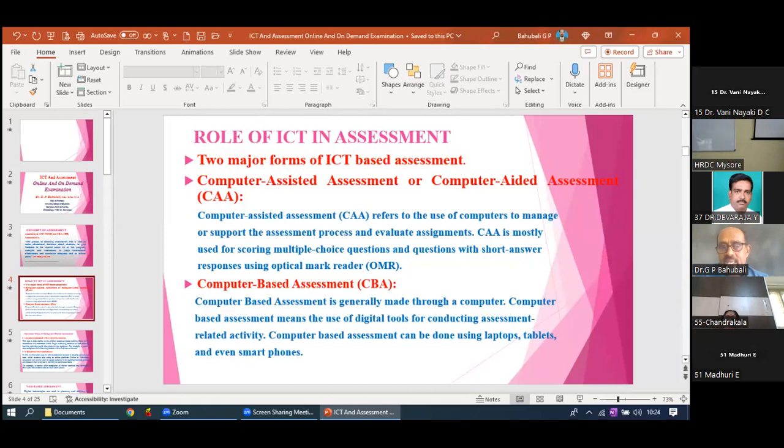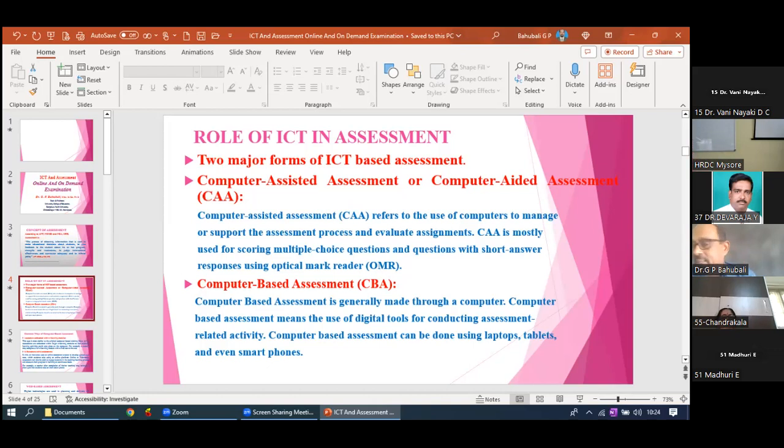One is CAA, another one is computer-based assessment, CBA. It is generally made through a computer. Computer-based assessment means the use of digital tools for conducting an assessment. What are the digital tools?